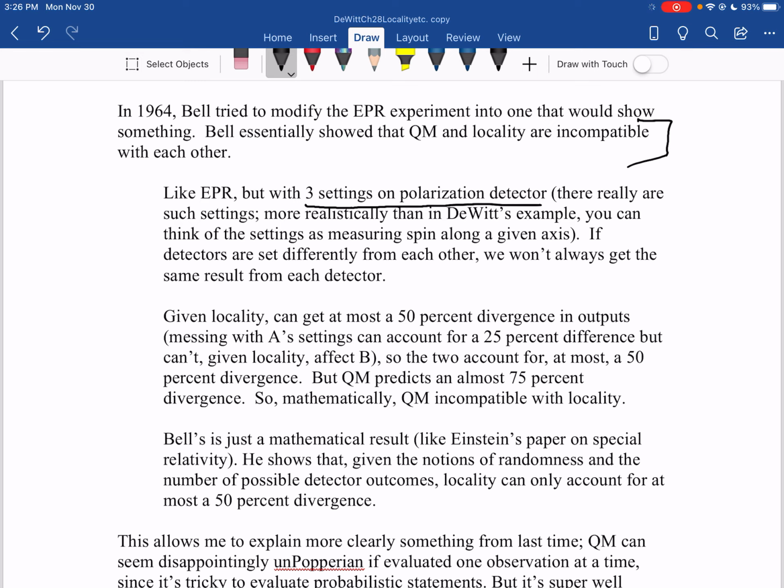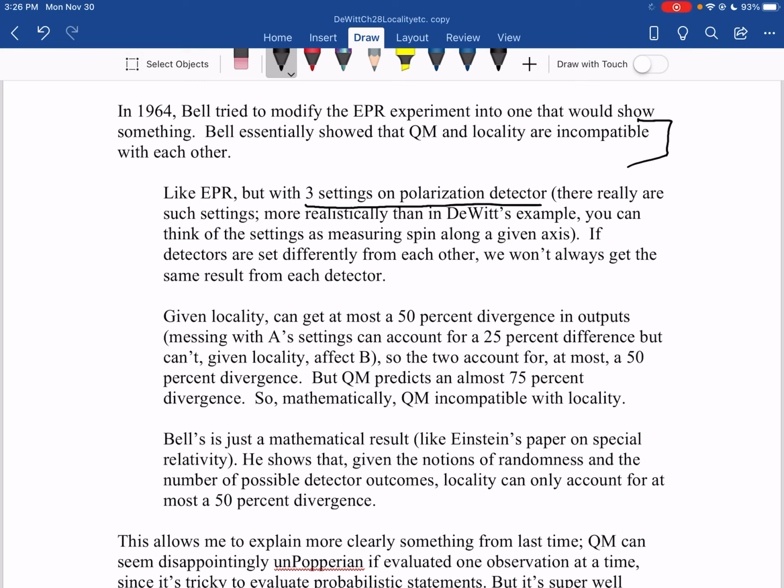If you want a slightly more realistic sense of how this worked, you can think of the settings as choosing the axis along which a particle's spin is measured. That's not going to give you the full story, but DeWitt's example is a little fanciful, but it really gets the structure pretty much exactly right. Now, when you've got 3 settings, if you set the detectors differently from one another, you won't always get the same result for each detector, right?